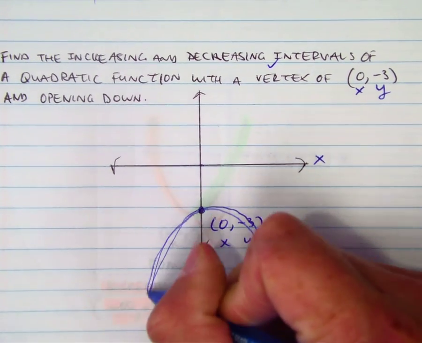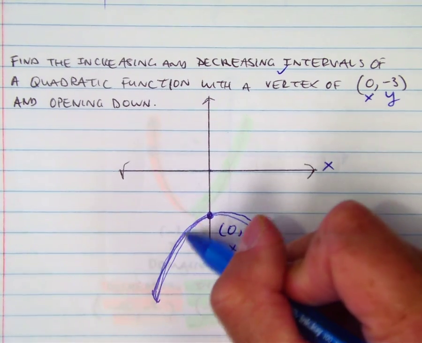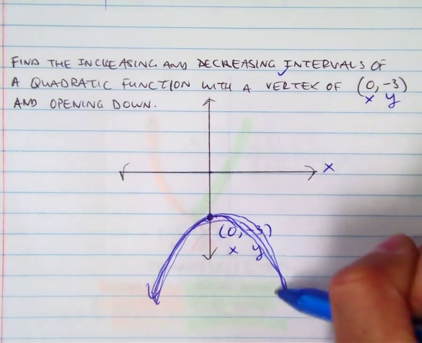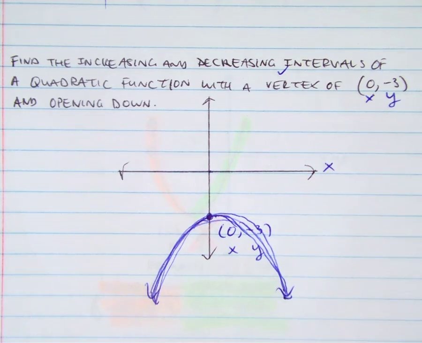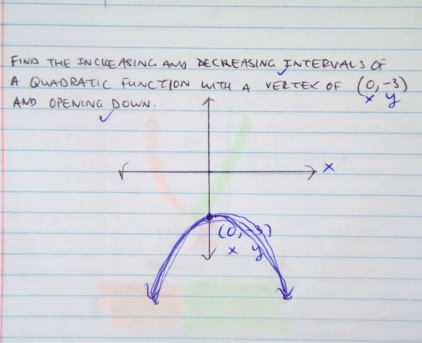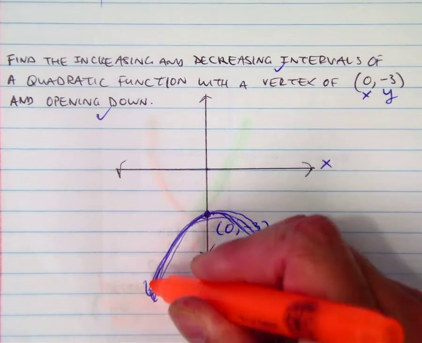Graph. Didn't do a good job. That should be the highest point. Now I'm just going to randomly pick half of my parabola and color it orange.